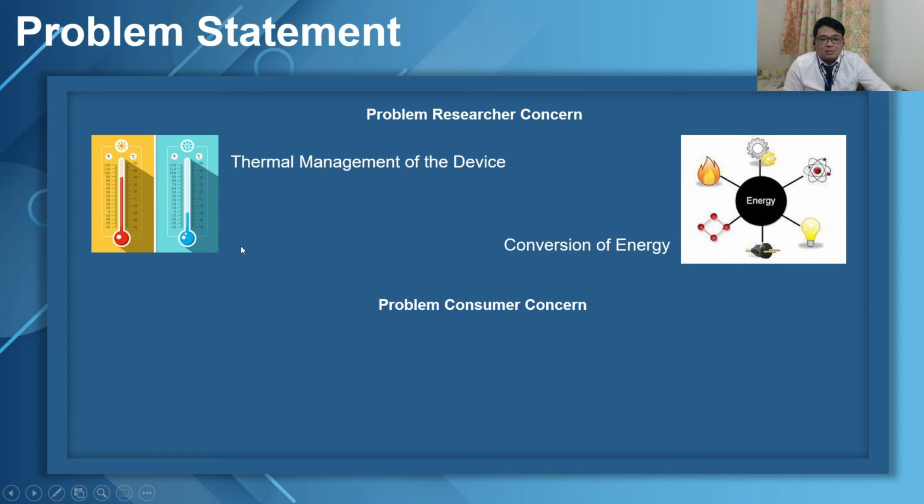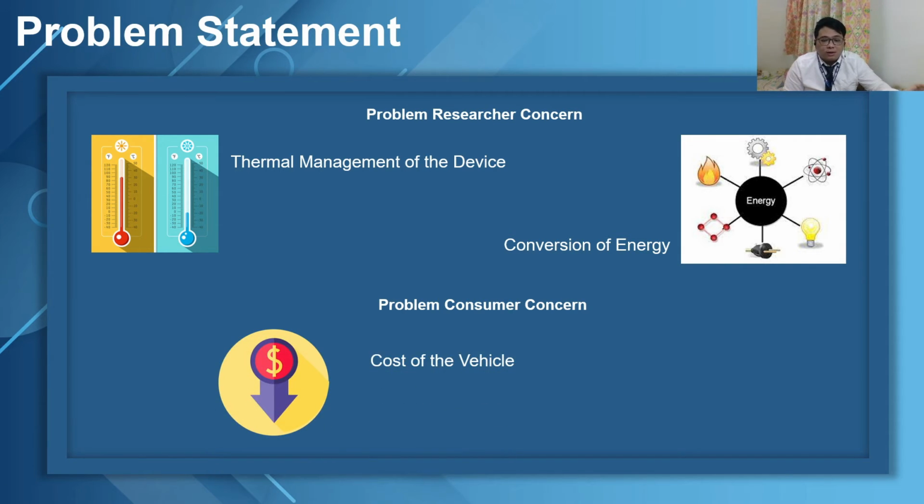Lastly is the problem that consumers are concerned about, which is the overall cost of the vehicle. But by using gallium nitride to build the inverter in the vehicle, it is able to lower the cost by about 10% compared to the most common semiconductor, which is silicon.